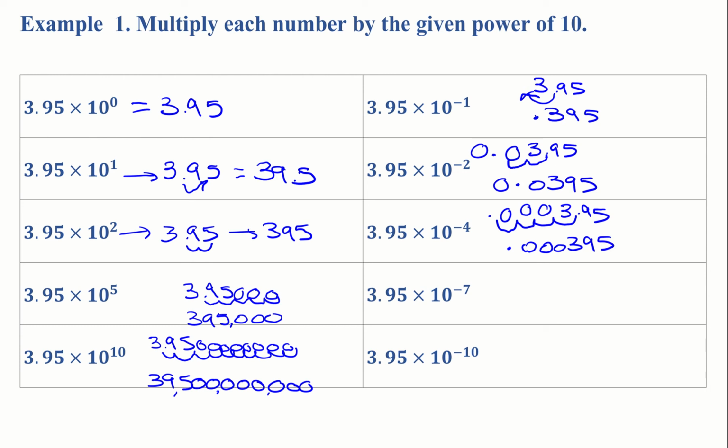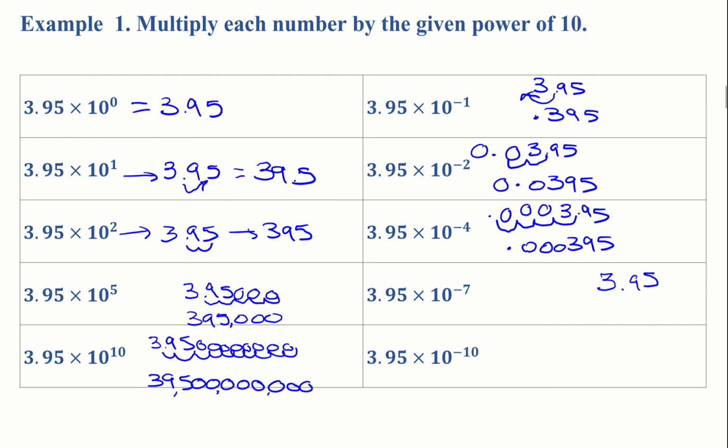Times 10 to the negative 7. Okay, so let's do it without this business now. That was good just to get you rolling. So now you have 3.95. We're going to move to the left 7 places. As soon as we go 1, we run out of digits. So how many zeros do you think I need to add here?